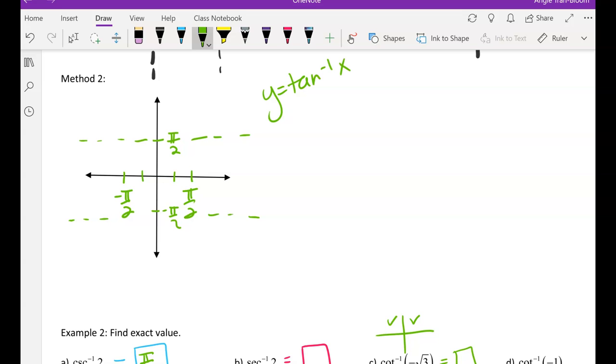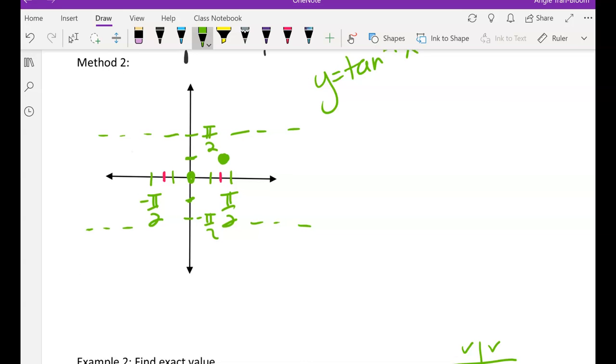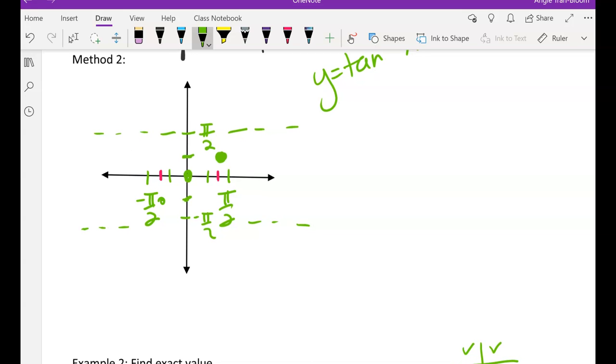Look at your tangent inverse and tell me what dots we can use. One of the dots for tangent inverse. What did you guys have? 0, 0. Yeah, let's start with 0, 0. Perfect. How about one more dot? Yes, 1, pi over 4, which is halfway. Perfect, good job. One more dot for tangent inverse: negative 1, negative pi over 4. So this is your tangent inverse. You still have it in your notes packet.